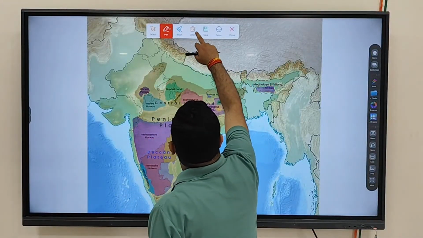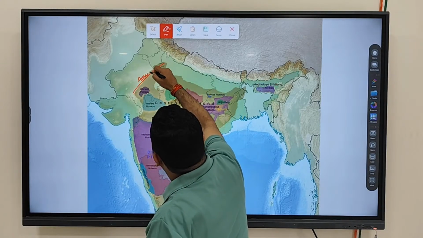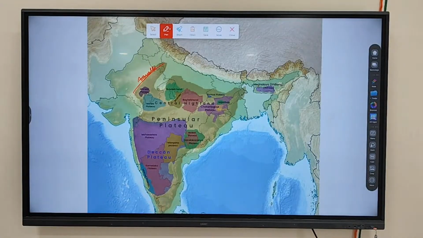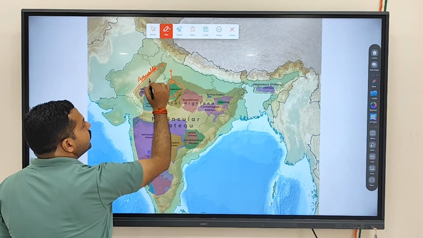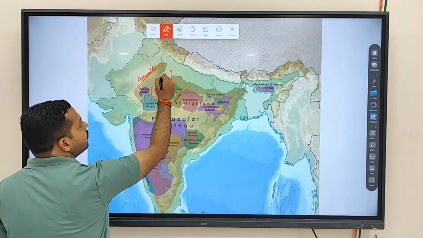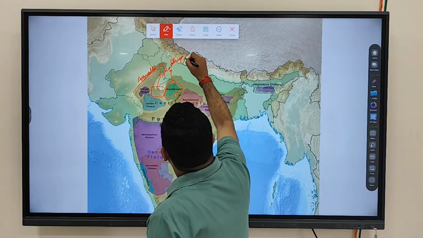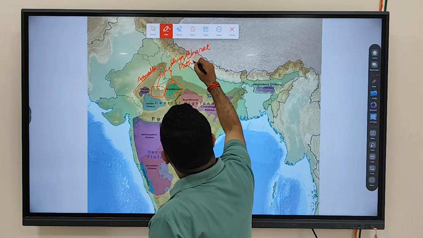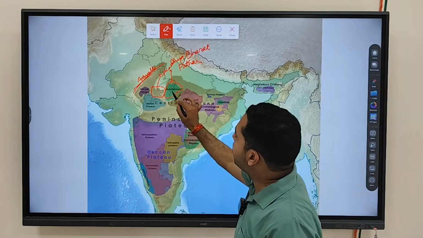The North Central Highland is made up of Aravallis. So you know that the Aravallis extend like this. Then you will find this region, the Bundelkhand region. And you will find this is the Madhya Bharat Pathar. Fine. So Aravallis, then you have Madhya Bharat Pathar region, Bundelkhand.